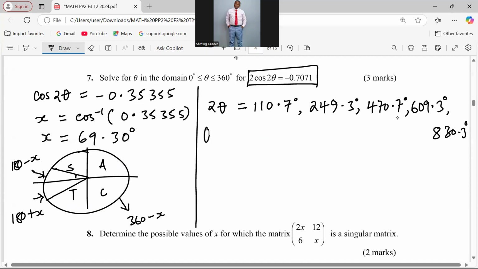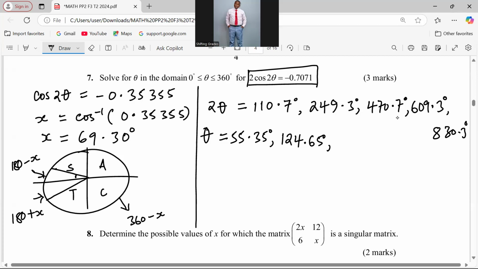But now, theta itself will be given by, when we divide each value here by 2. So 110.7 over 2. This is 55.35. And we have 249.3 over 2. This gives us 124.65.